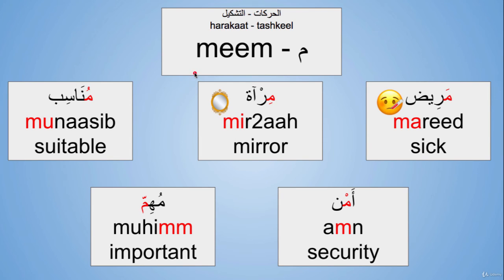Moving on to the letter mim, mim, we can find it with different diacritics. So with fatha it sounds as ma, ma, like the word marid, marid, which means sick. And with kasra it sounds as mi, mi, like the word mir'ah, mir'ah, or mirror in Arabic. And with dhamma it sounds as mu, mu, like the word munasib, munasib, which means suitable in Arabic. And it can come with sukoon in a word like amn, amn, which means security. And it can come with shadda in a word like muhim, muhim, which means important.